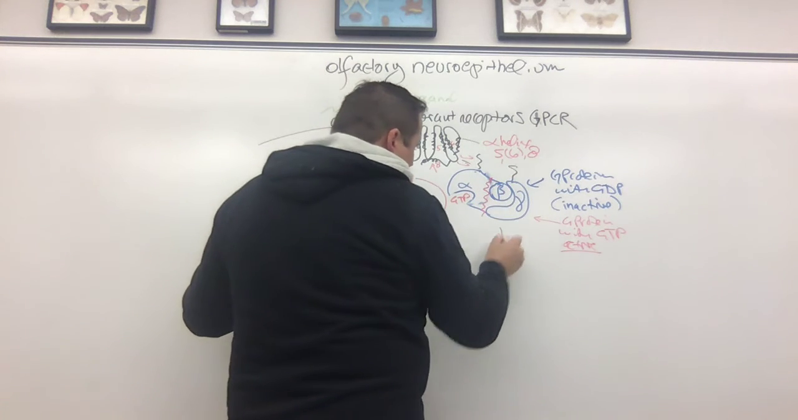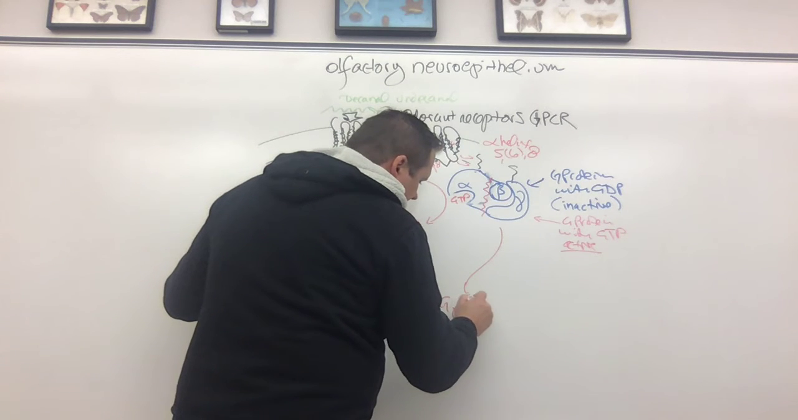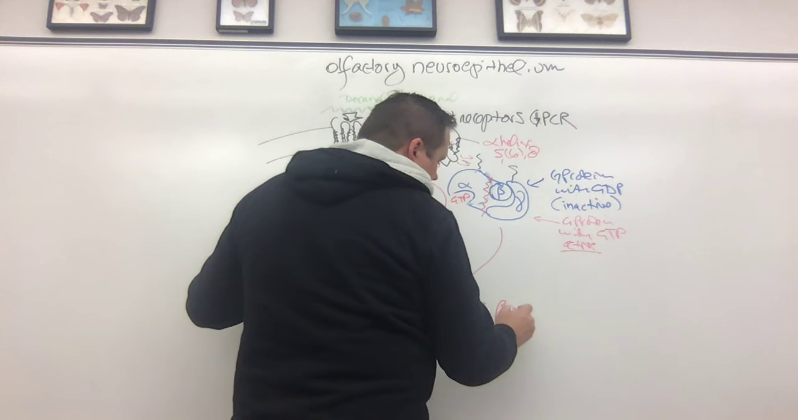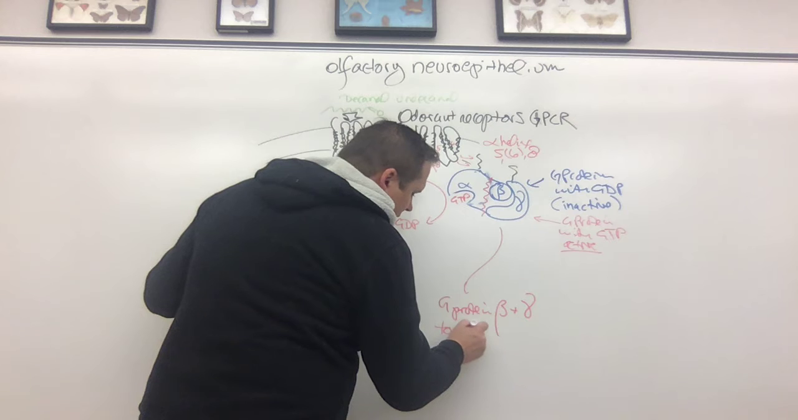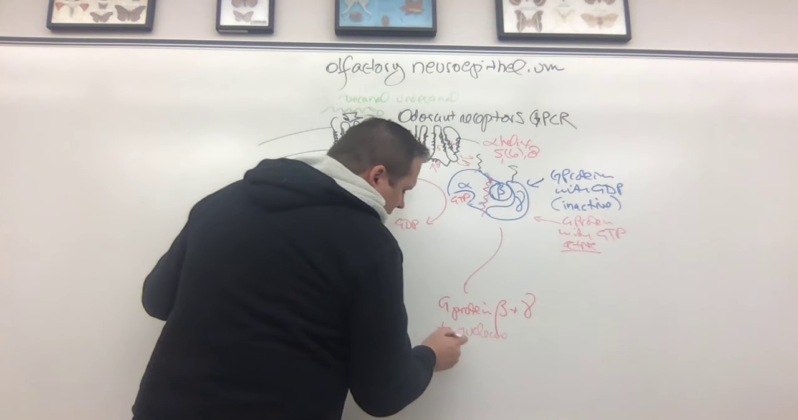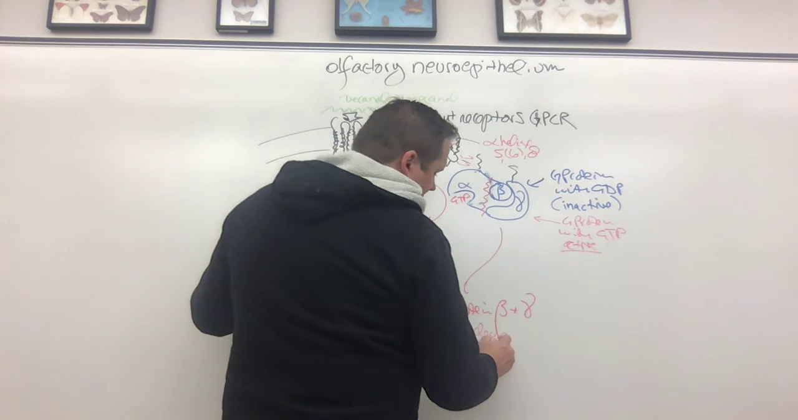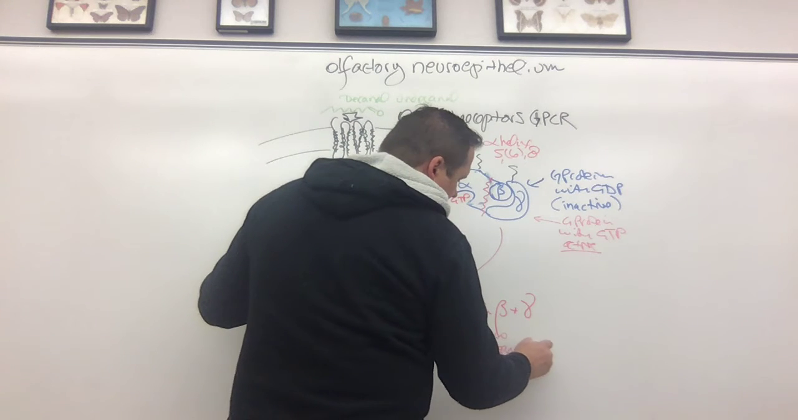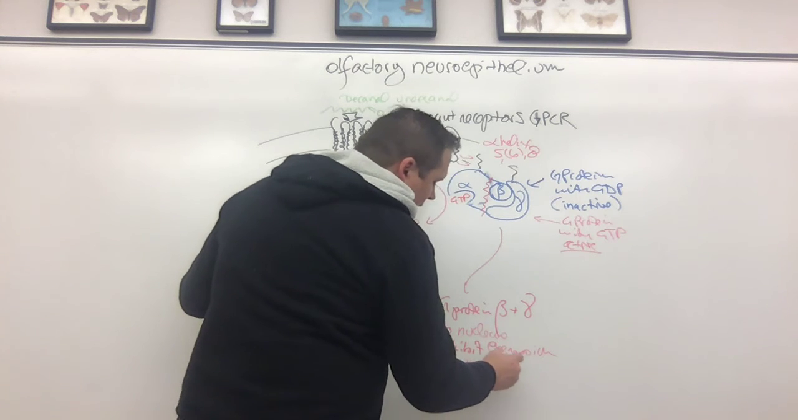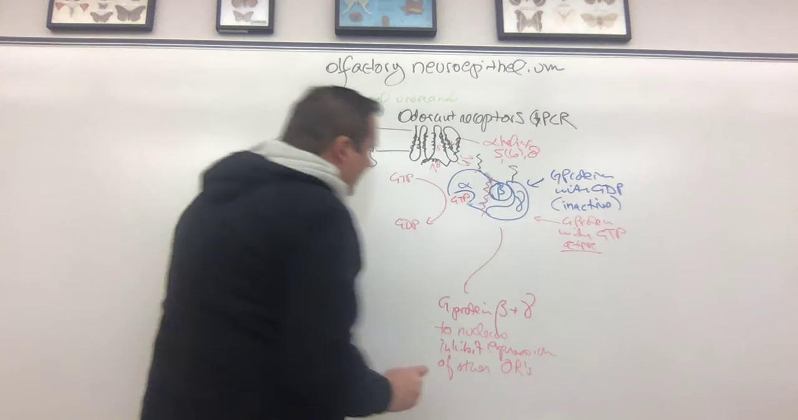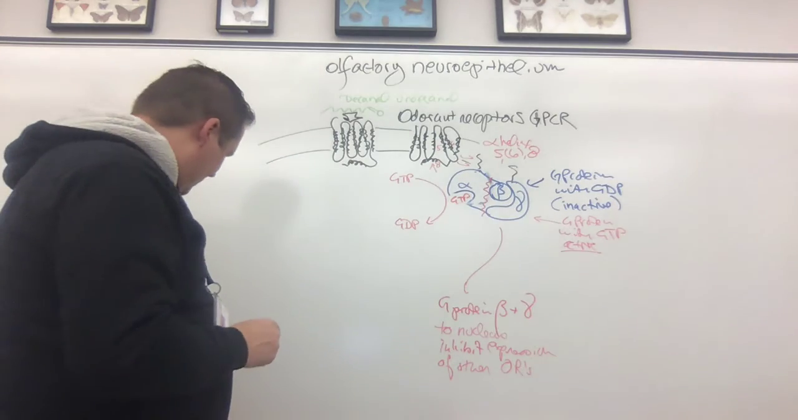Okay, and the beta and gamma are going to go down here. So G protein beta and gamma go to the nucleus and inhibit expression of other odorant receptors. Yeah, which is basically what's going on there. All right. So great, we've done that.